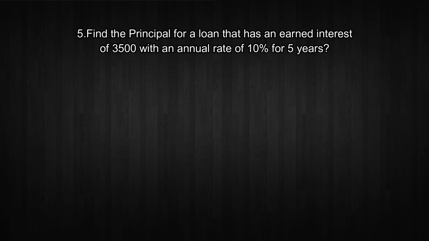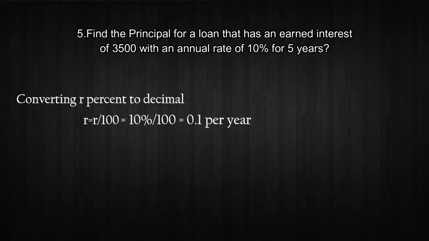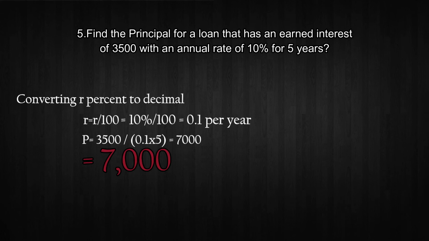Find the principal for a loan that has an earned interest of 3,500 with an annual rate of 10% for 5 years. First, converting our percent to a decimal, then solving our equation. The principal required to accumulate interest of 3,500 on a rate of 10% per year for 5 years is 7,000, the total principal for a loan.